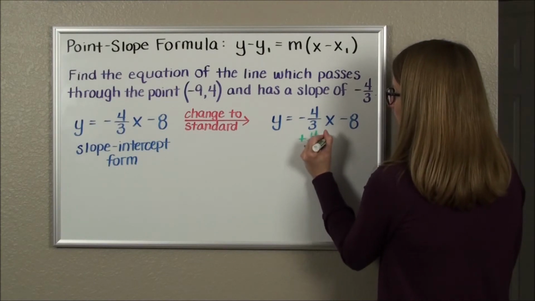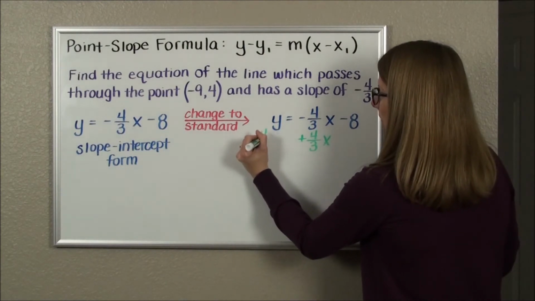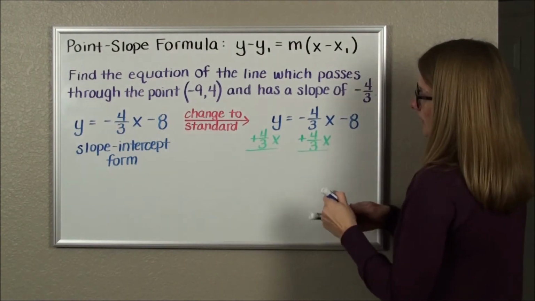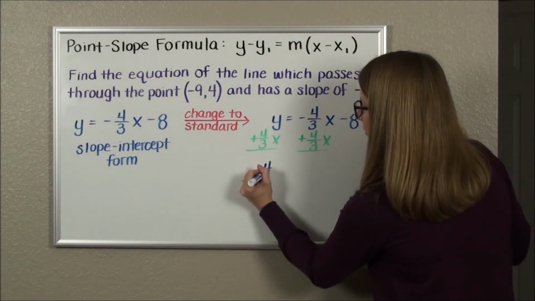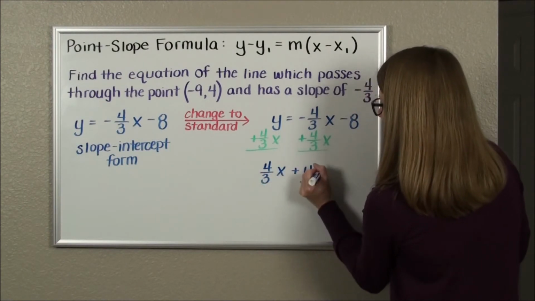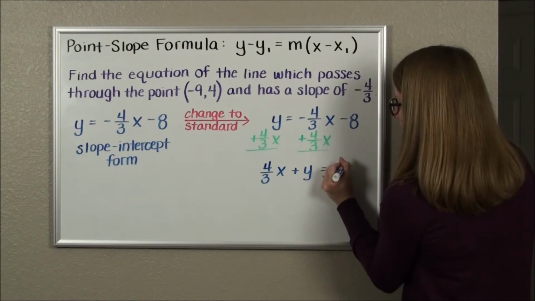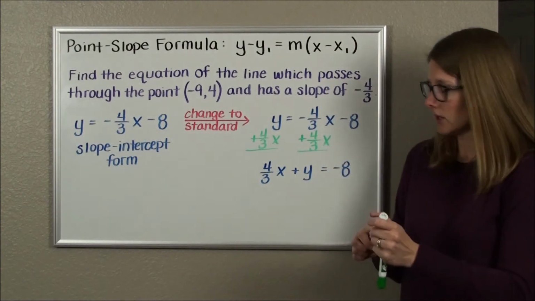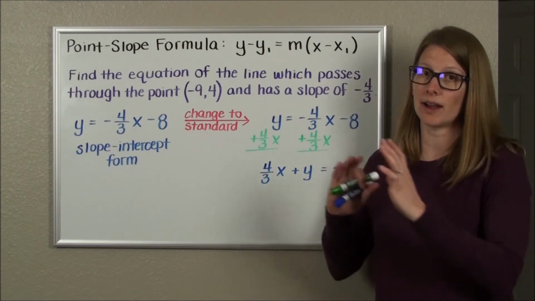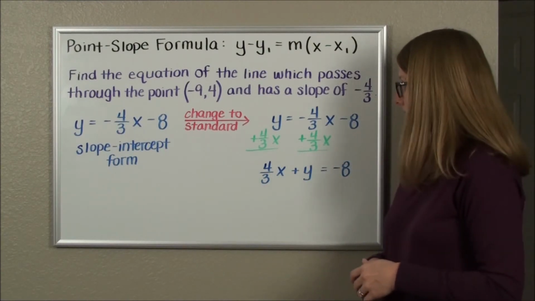So what I will do is I will add, since it is negative, I will add 4/3 x to both sides. That's going to leave me with 4/3 x plus y on the left, and on the right we'll have just the -8. So of our 3 things to watch for, number 1 we've taken care of. X and y are now both on the left side.